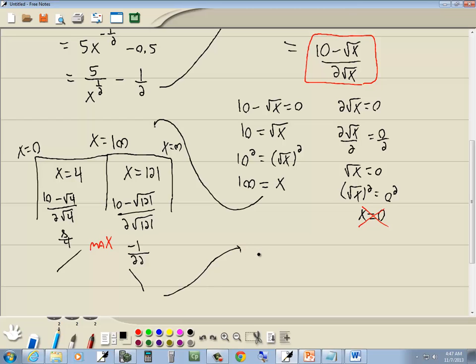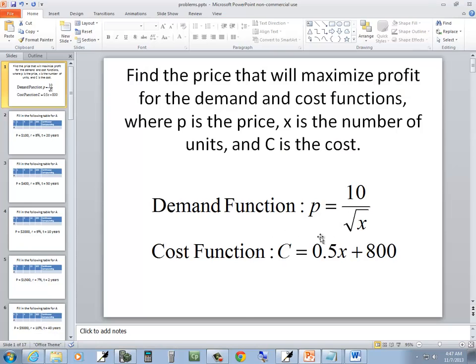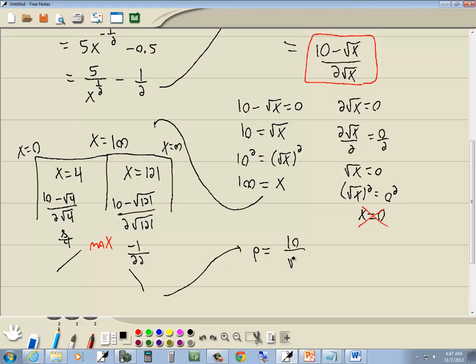Now what they're wanting, though, is a price. So let's go back to our little p. Little p is 10 divided by the square root of x. So we have 10 over the square root of 100. Square root of 100 is 10, and 10 divided by 10 is 1. So our price would be $1. That gives us the maximum profit.